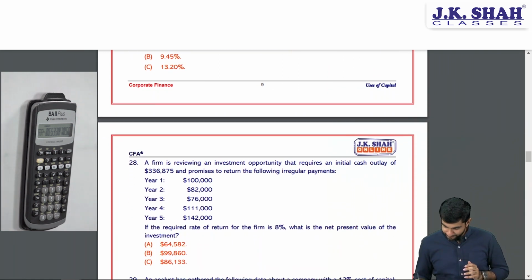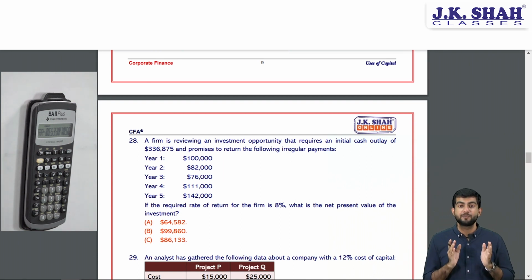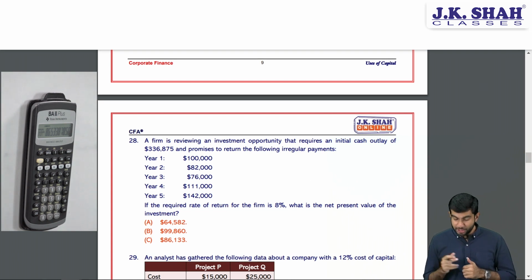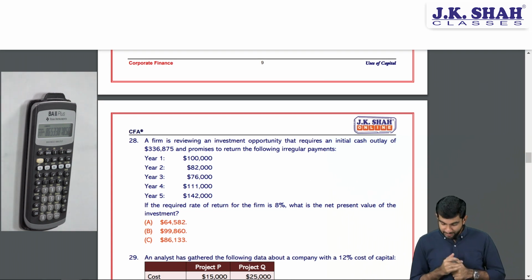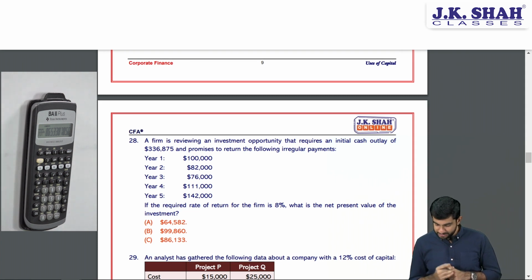Now you will get questions wherein you would have to solve the net present value of a project. Now how to solve this on the calculator? So we do the 28th sum. A firm is reviewing an investment opportunity that requires an initial cash outlay of $336,875 and promises to return the following irregular payments. Payments from year 1 to year 5 are given. If the required rate of return for the firm is 8%, what is the net present value of the investment?